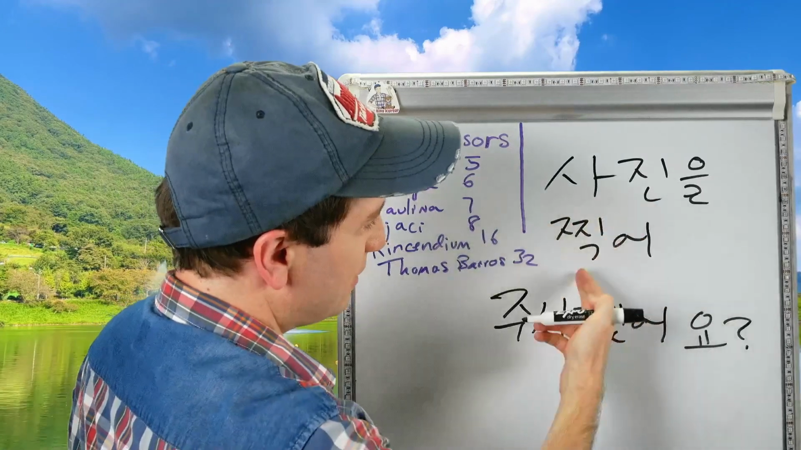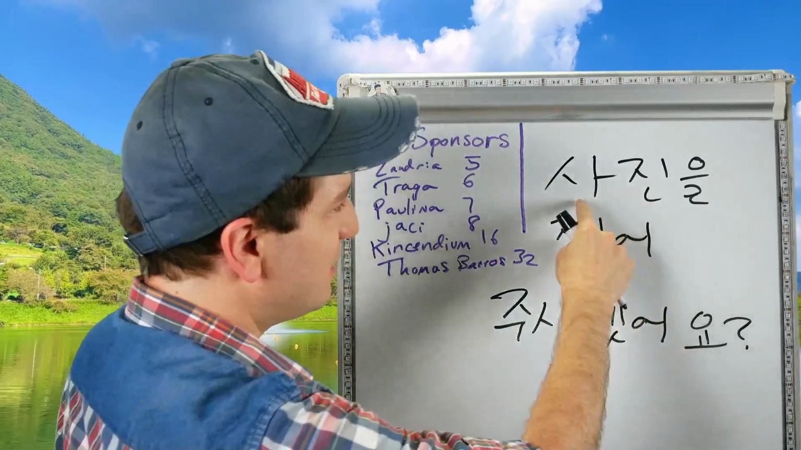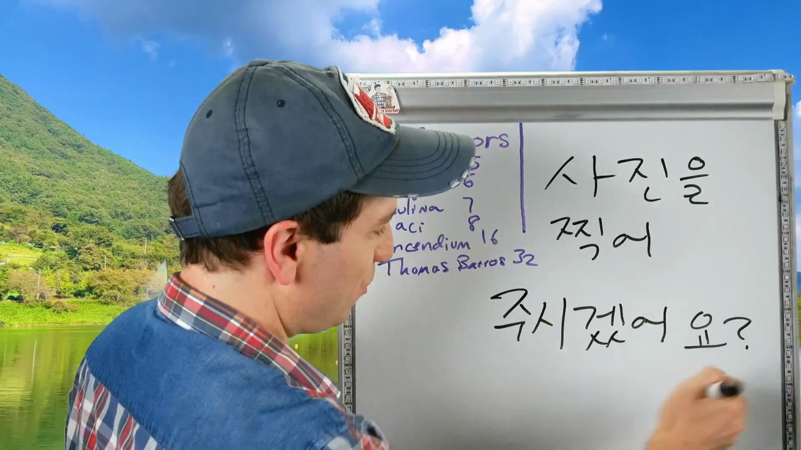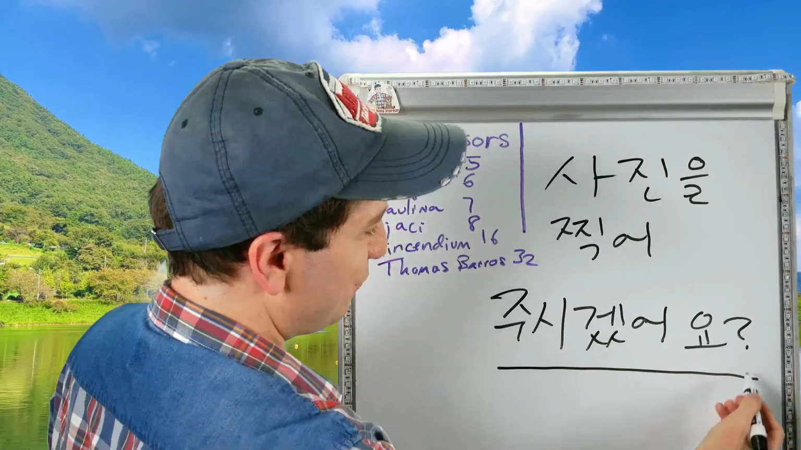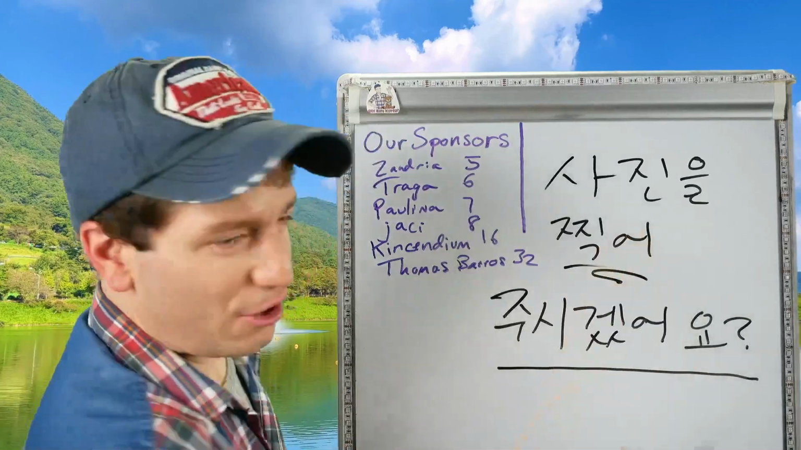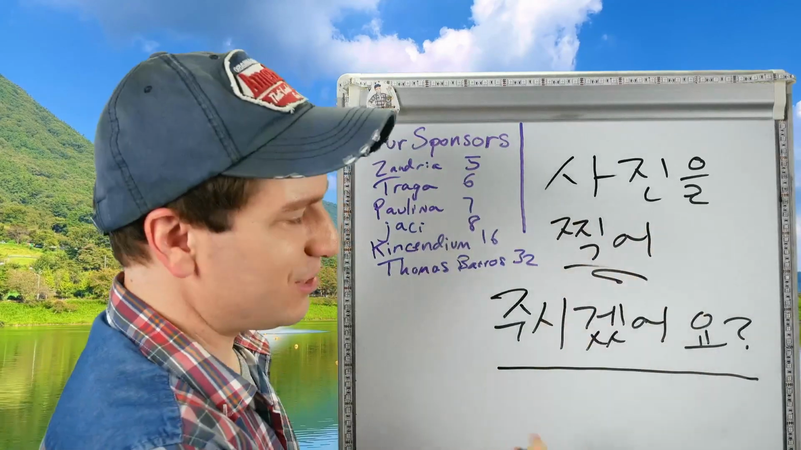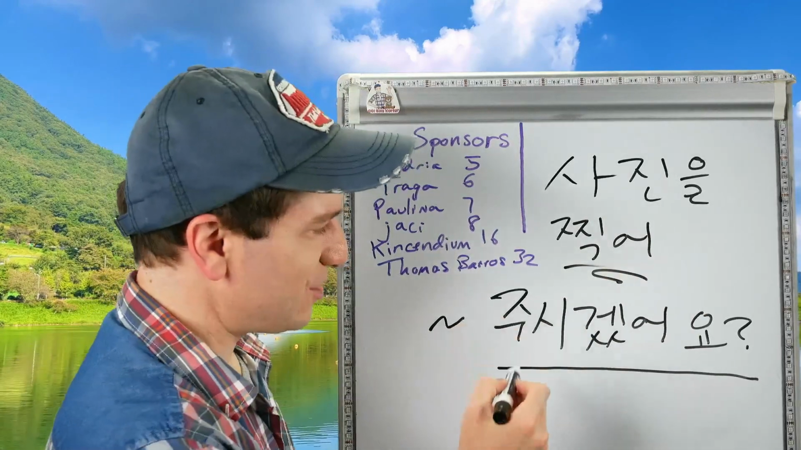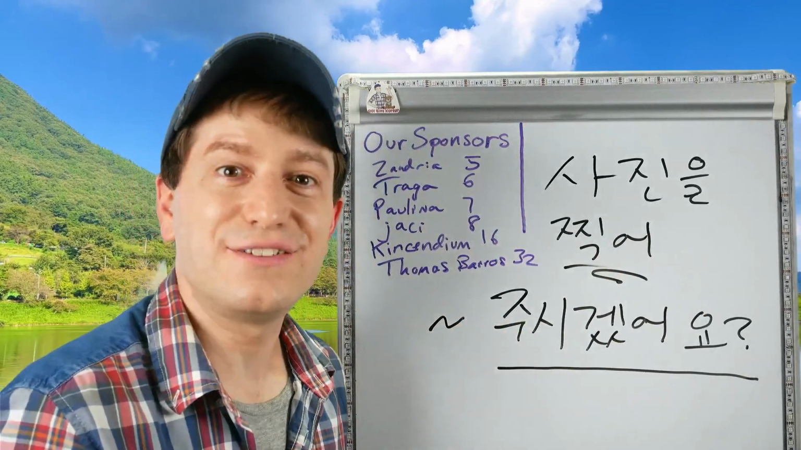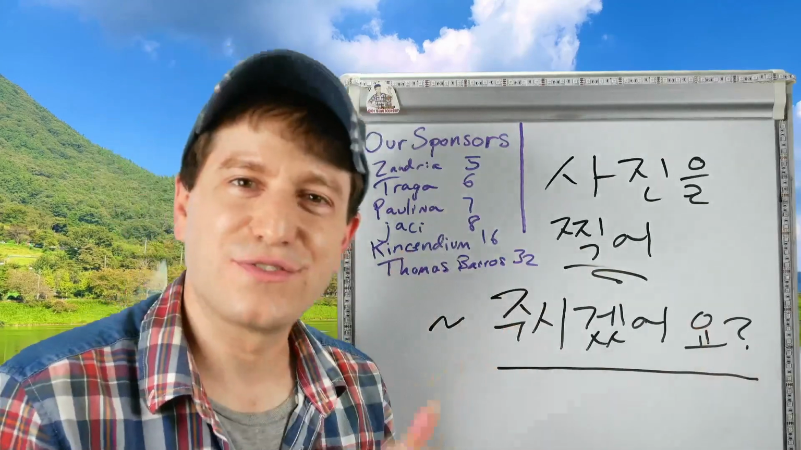사진을, photo, 찍다, to take a photo. 사진을 찍어 주시겠어요? So would you please give me taking a photo? Would you please take a photo for me? Could you please take a photo for me? 사진을 찍어 주시겠어요? So use 주시겠어요 with conjugated verbs when you're asking for favors from strangers. It sounds very polite.